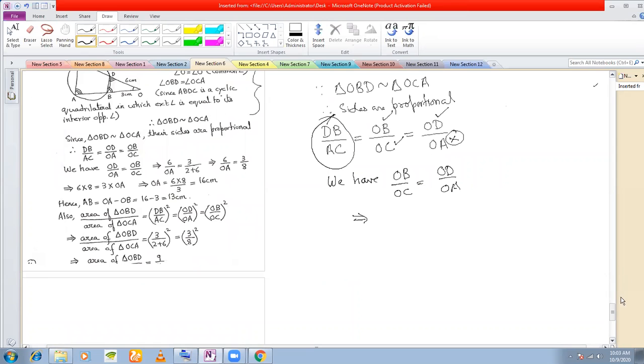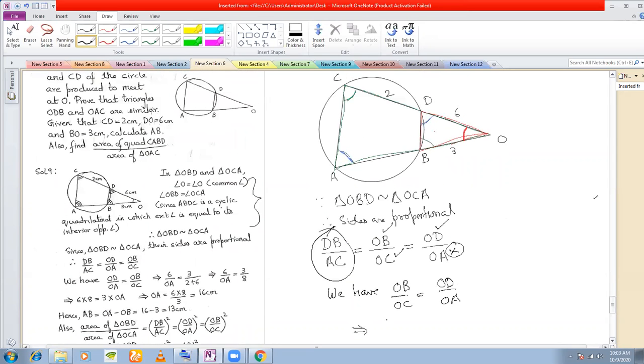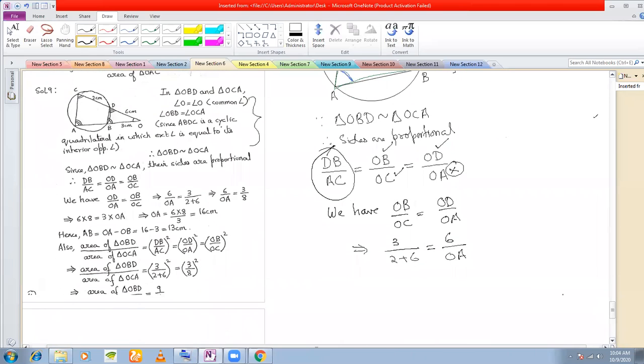Now put the values. The value of OB is given to be 3 centimeters. The value of OC is 2 plus 6. And OD is 6. And this is OA. Now we can find out the length of OA. 3 by 8 is equal to 6 by OA. That means 3 times OA is equal to 8 into 6. That means OA is 8 into 6 divided by 3. So this comes to 48 by 3.